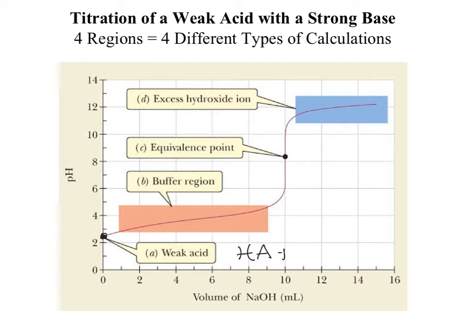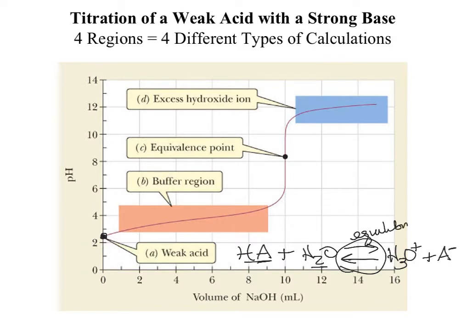All you have in the very beginning, before you start to titrate, is a weak acid and water. We know, hopefully, that a weak acid doesn't dissociate completely in water, but we know that we're going to make some hydronium and some conjugate base, but it's not going to be complete. There is going to be an equilibrium.